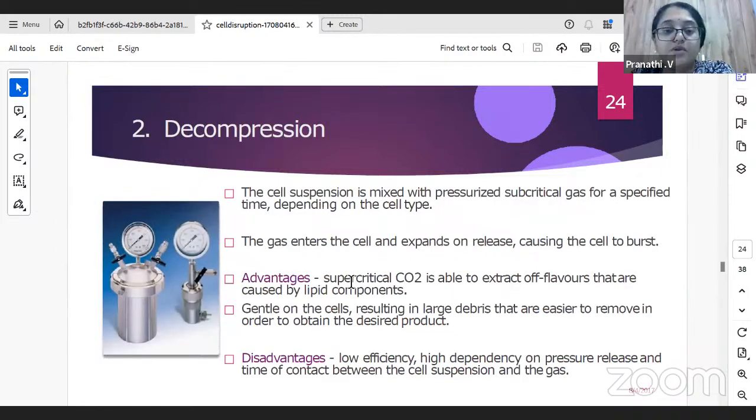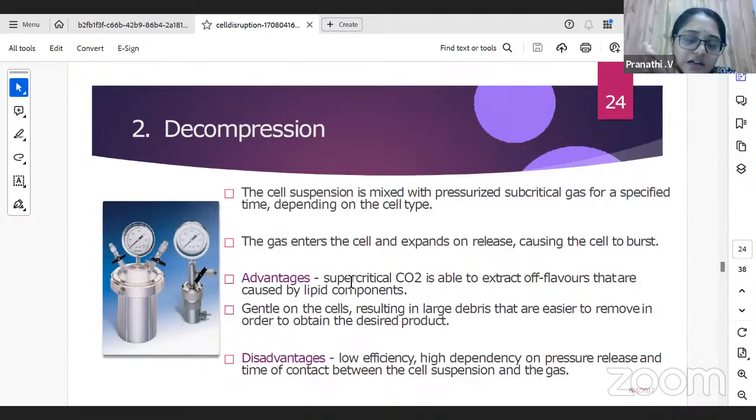You also have one more method, which is known as decompression. In this, a gas is mixed with your cell suspension. It is kept under pressure for a specified time and for specified cells. So this gas is going to enter the cells. Ions can diffuse into the cells, and then expand or release. This causes the cells to burst.